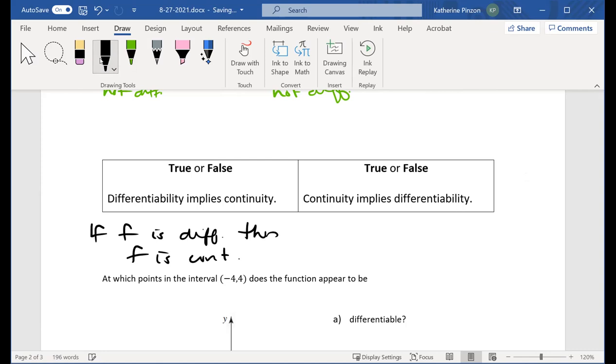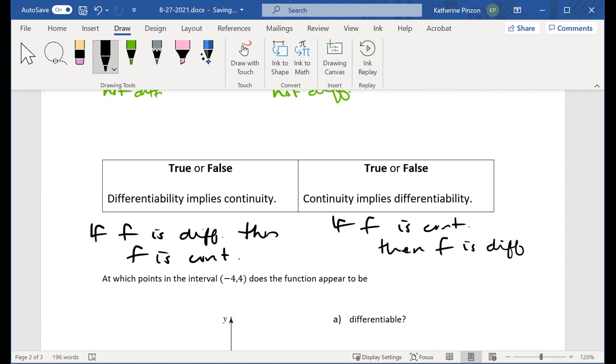This one says the other direction. Continuity implies differentiability. If f is continuous, then f is differentiable. So what I want you to think about is which of these statements is true and which is false. Don't tell me yet though. Take like 30 seconds and make up your mind in your head. And tell me which of these statements do you think is true and which do you think is false?